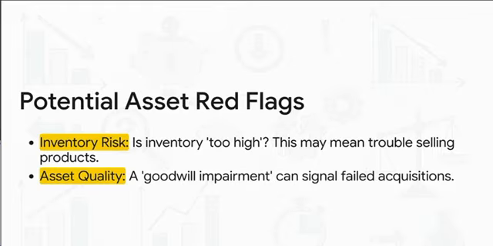For example, is their inventory too high? For a retail company, that's a huge red flag. It could mean people just aren't buying their stuff. It's like having a pantry that's just full of food that's about to expire. Another warning sign is something called a goodwill impairment. Look, in simple terms, this often means a big company they bought in the past just isn't worth what they paid for it, a clear sign of a bad investment.